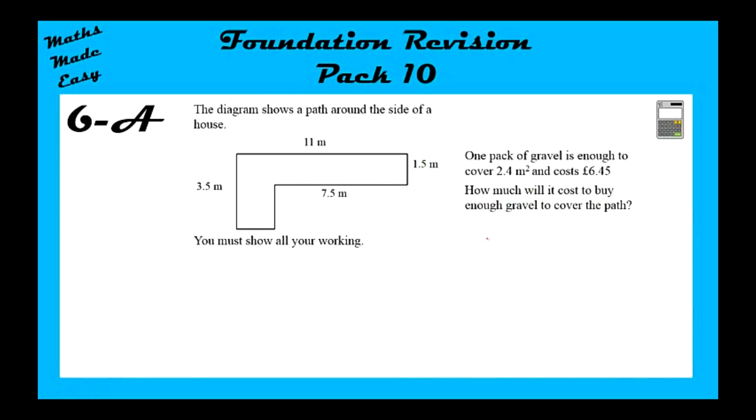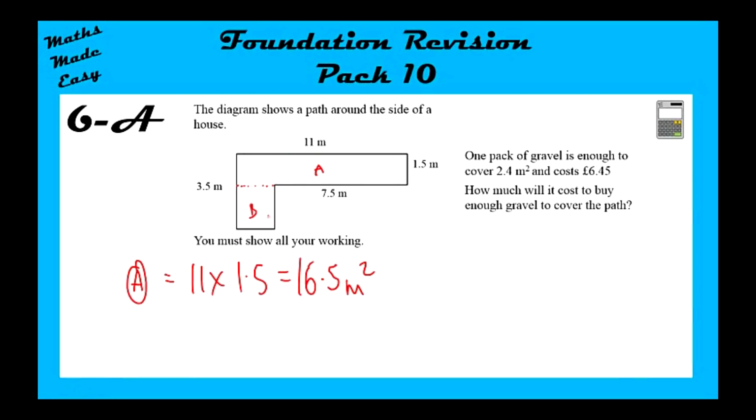Okay, question 6a. So we've got a diagram here of a path around the side of a house, and we want to cover it with gravel, and we've got some information on the price of gravel and how much it covers. So the first thing I will do here is work out the area of this path. So I'm going to split this compound shape into two like this. And this is shape A, and this is shape B. So shape A is going to be 11 multiplied by 1.5, which is 16.5, and that's meters squared.